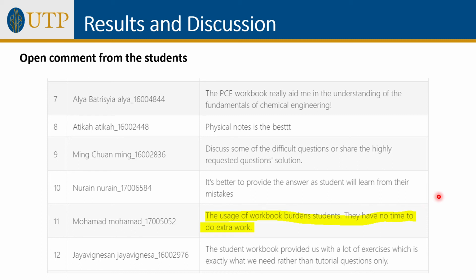This is probably an important comment, because too many pages doesn't really help students, since at the same time they are also taking other subjects. Maybe they perform well in the PC subject but perform less well in another subject because of the time they have to allocate to work on their workbooks.